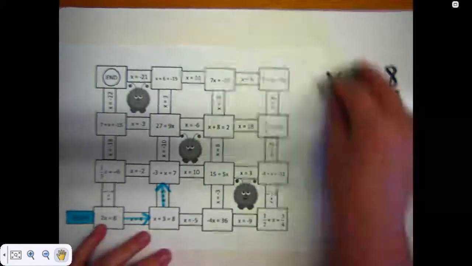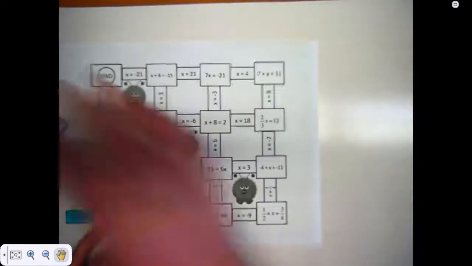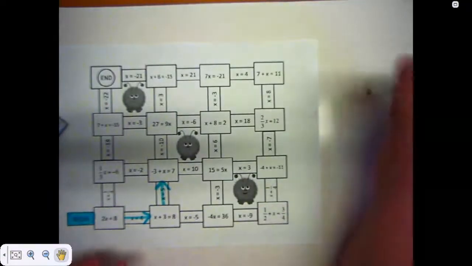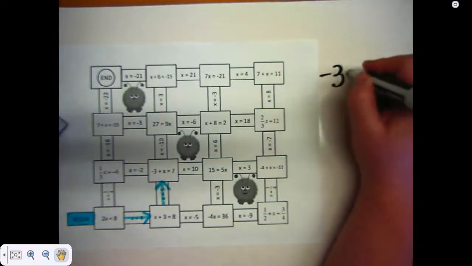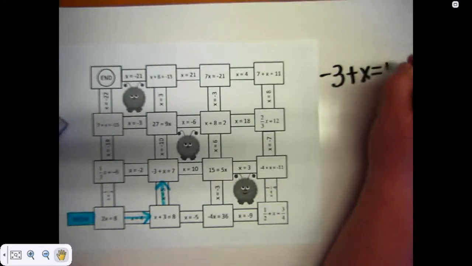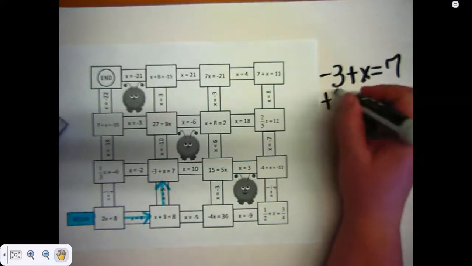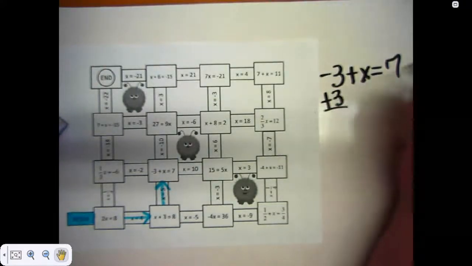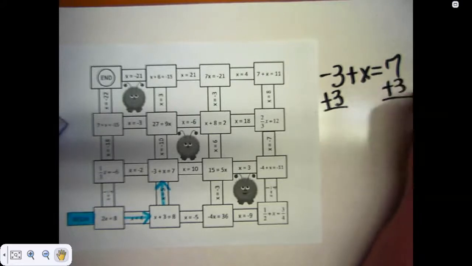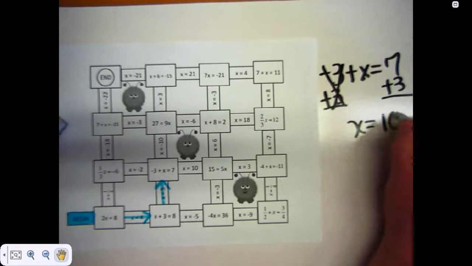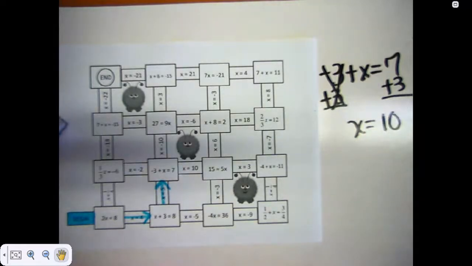Okay, the next box says negative 3 plus x equals 7. So I know I need to get rid of the 3. So I'm going to do the opposite, which is positive 3. And if I do it to this side, I have to do it to this side. This one goes away. X is equal to 10. And it's positive 10.